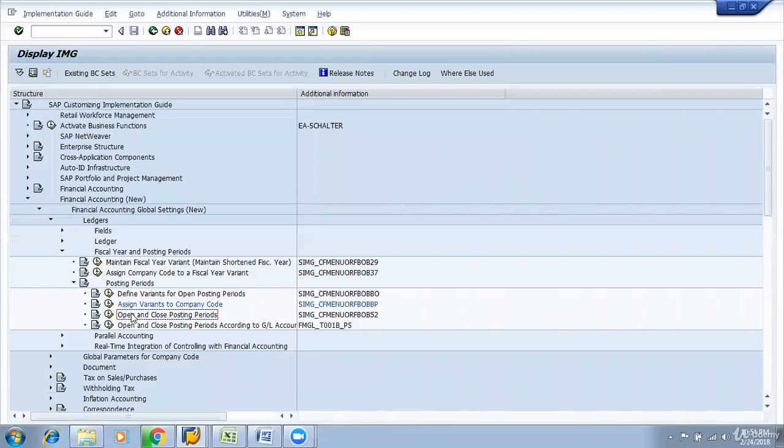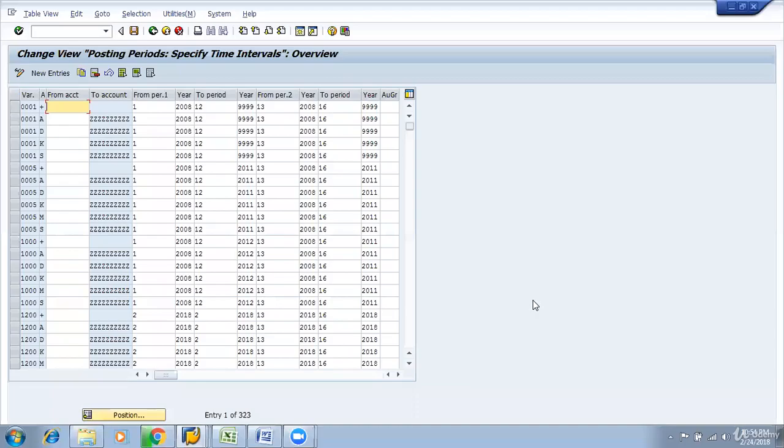This is the place where I need you to concentrate. The first two were very simple. First one was create a variant and assign it to company code. Basically only one step. Now this is the second step. Open and close posting periods. T code is OB52, the last 4 digits. Let's head inside and see how can you open or close a posting period. It's going to be very interesting. Let's head inside. So I see many variants here, Z's, ones, oh my god, too many.